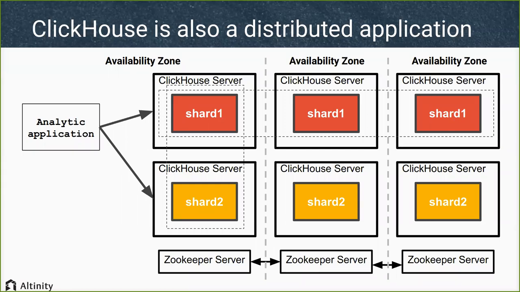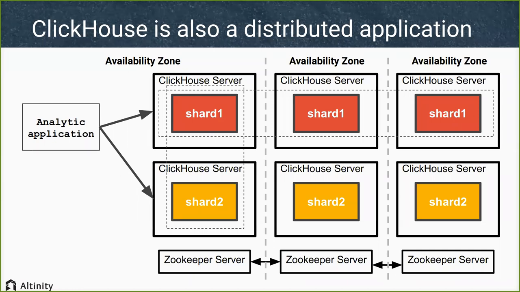And we'll have data replicated. So what you see here, shard one is replicated across multiple servers. Shard two is replicated across other servers. The replicas are split across availability zones. And then when people run queries, there are ways that you can run the query and have it automatically hit all the shards and then aggregate the results and hand them back to you.